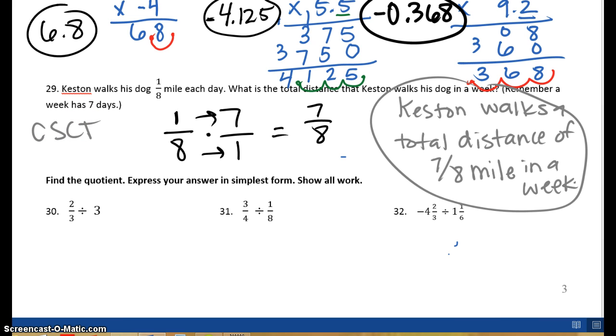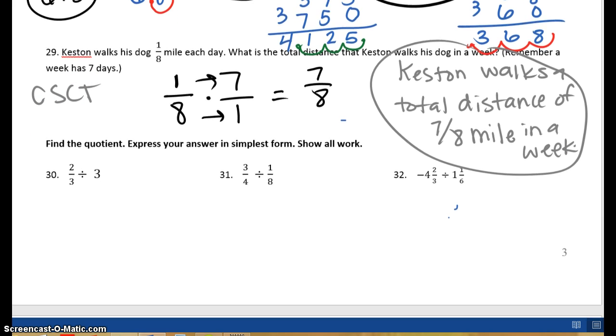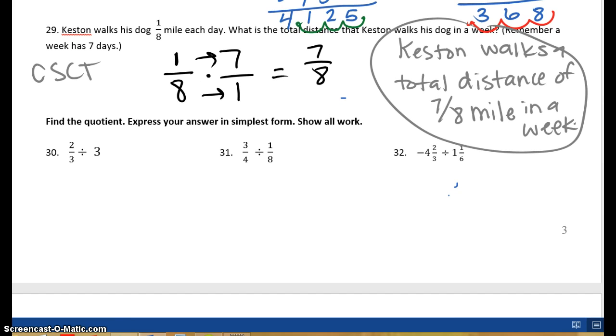Now looking on to 30, 31, and 32. Find the quotient, express your answer in simplest form, and show all of our work. Again, with this math, we have to show all of our work so we get full credit. We do get points, not only for the correct answer, but for showing our process. So when we're dividing fractions, we always have to remember the same, change, flip. That's a really important rule.